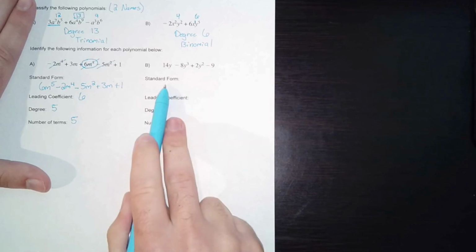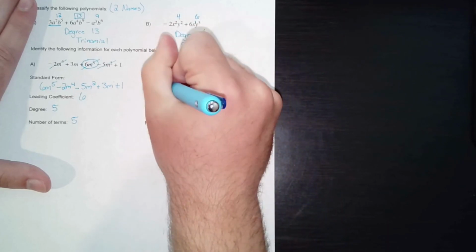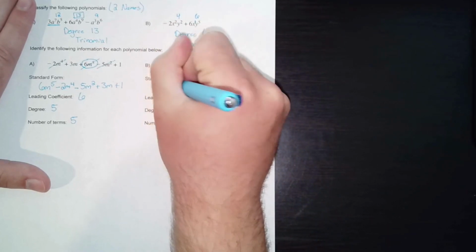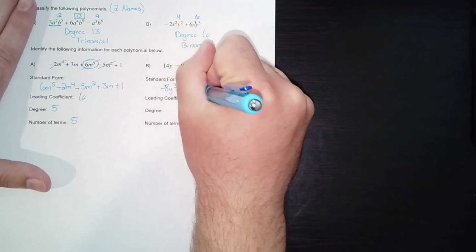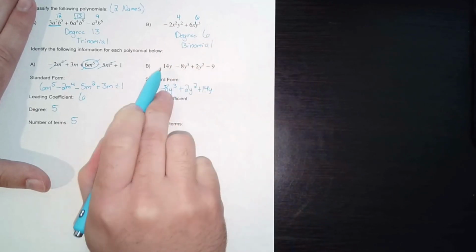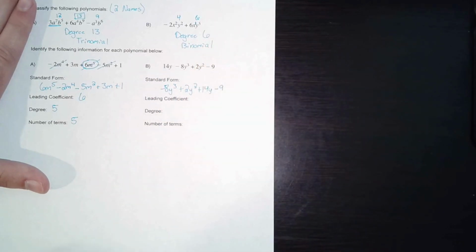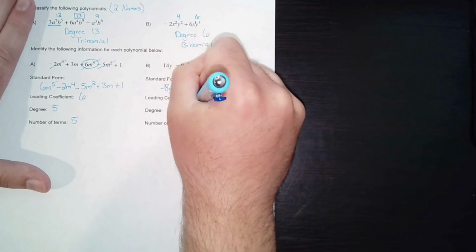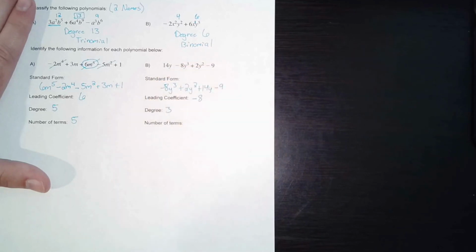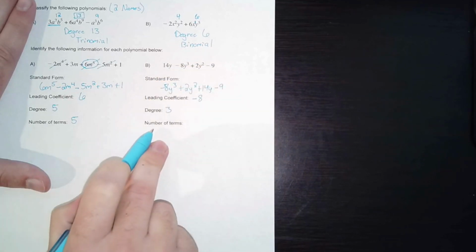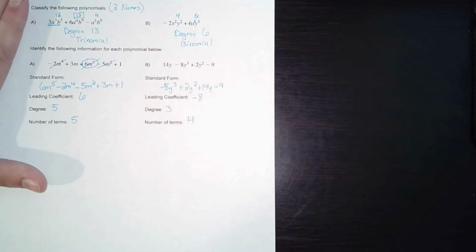So if we go ahead and start for standard form here, I need to put them in order. So I take the negative with the 8y to the third, because that is my highest exponent. Then I move to the next highest, which is the 2y squared. Then the 14y, which is positive because there is no sign in front. And then a minus 9 after that. Leading coefficient here is the 8, the negative 8. Make sure you get the negative in there. Degree is your 3. That is my highest exponent. And number of terms is 1, 2, 3, 4 terms in that polynomial.